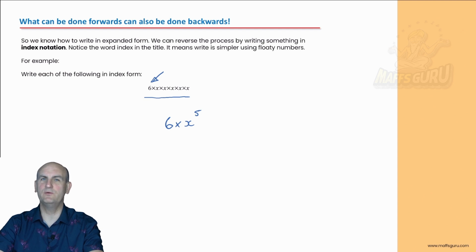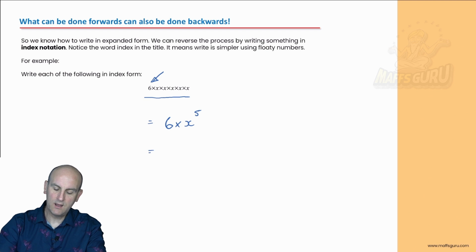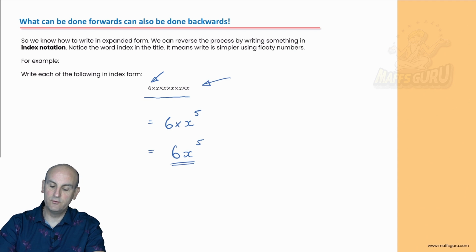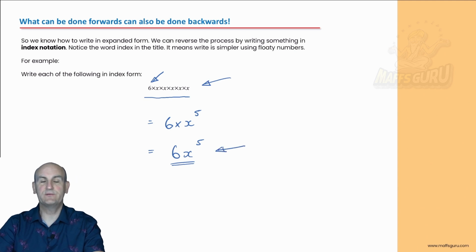And you're going to turn around and say, well, do I need that extra times in between? Nope. So actually, I can write that down as 6x to the floaty 5. So I've just taken something from expanded form, right? Remember again, that there is expanded form into index form or index notation. Index form, index notation, same.